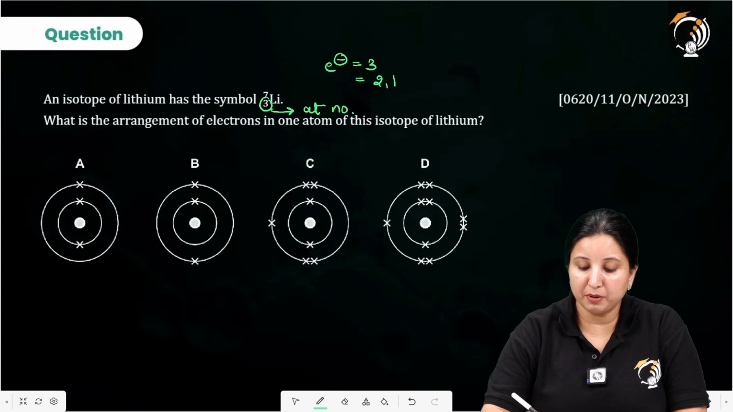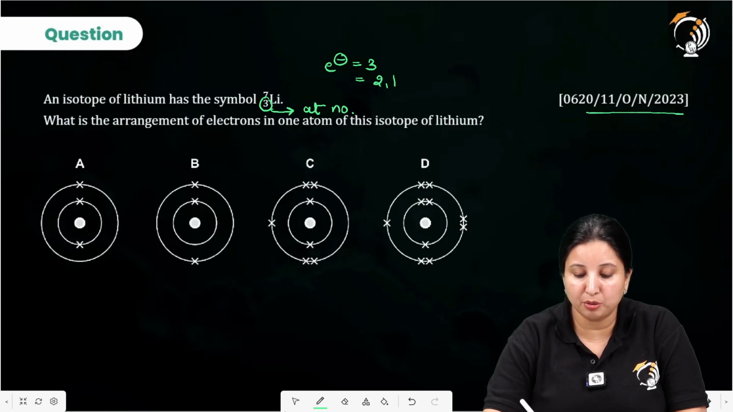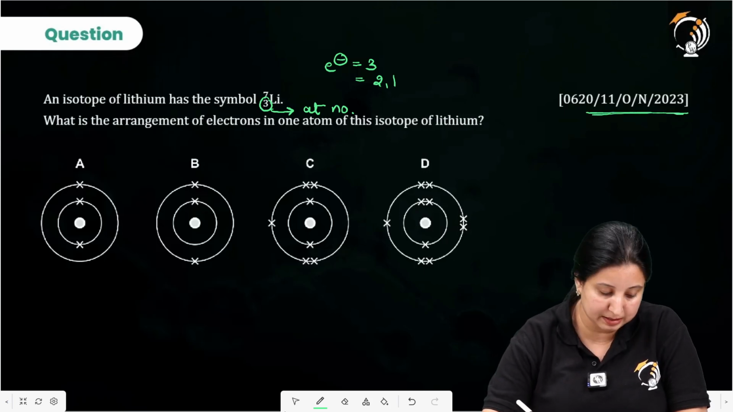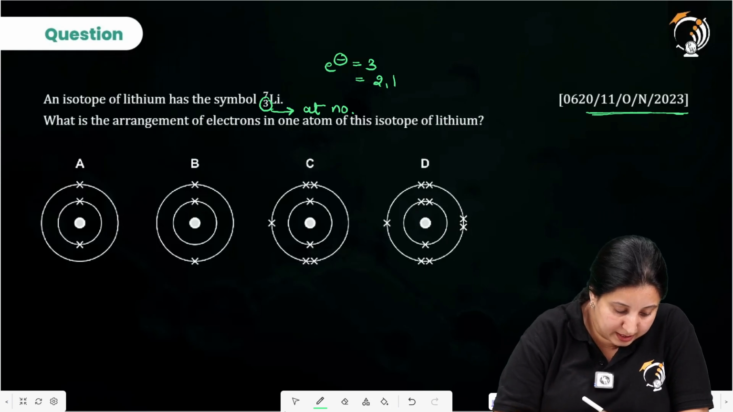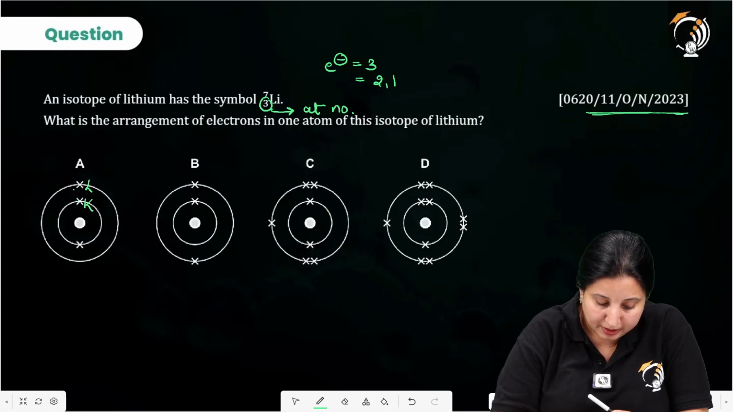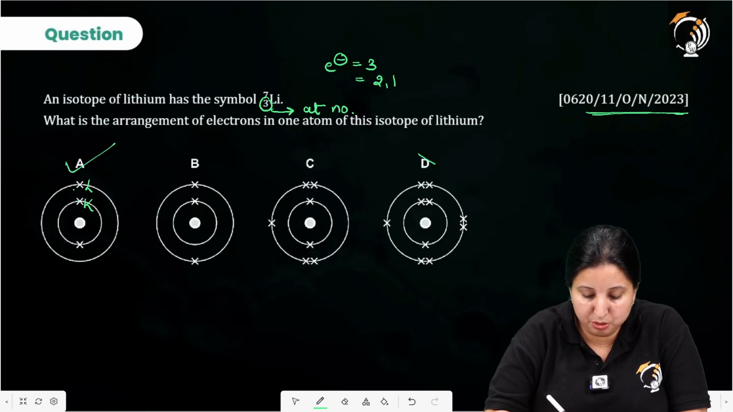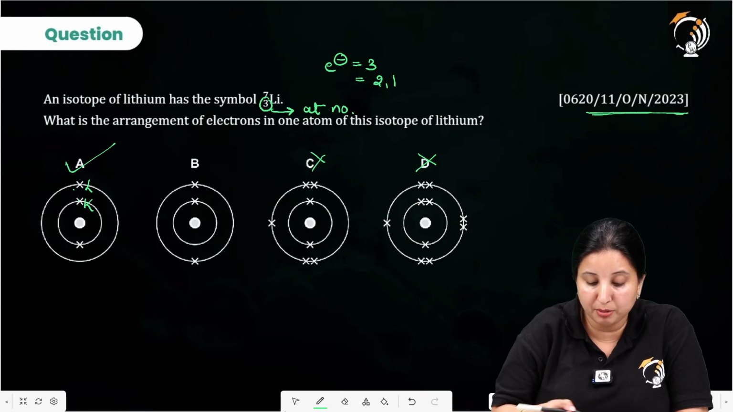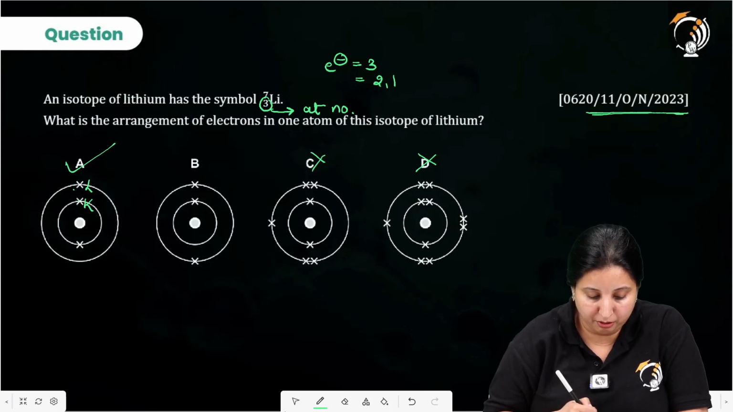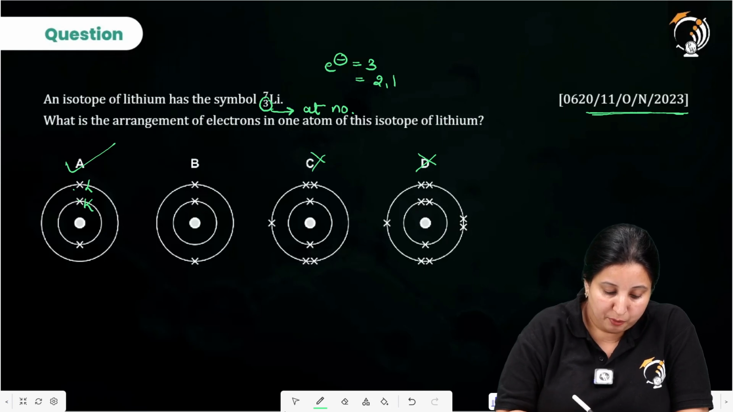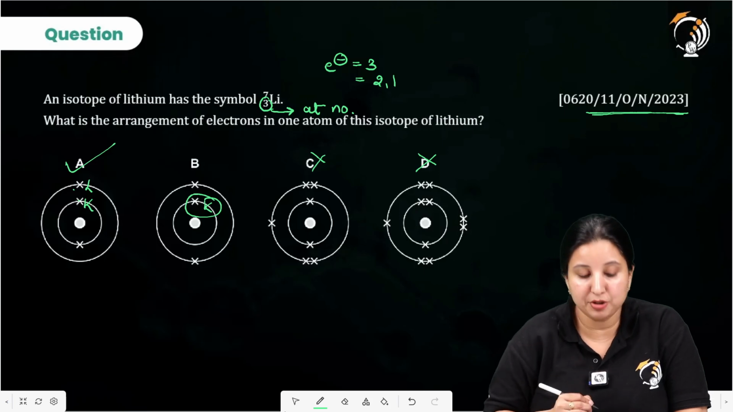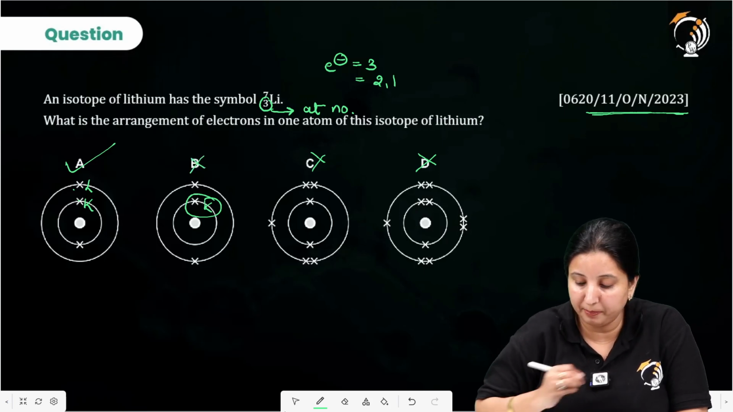Now look, this particular question is from the variant 11 October November 2023 series. So let's see, in the K shell I am having 2 electrons, and in the L shell I am having 1 electron. So option A is going to be my answer. These two could not be my answer because they show more than 3 electrons, and in this one, when your K shell is not fulfilled, how can we come to the L shell? So that's why this is also going to be wrong.